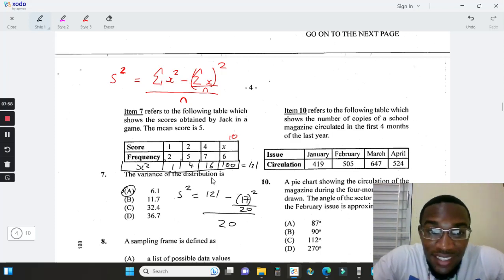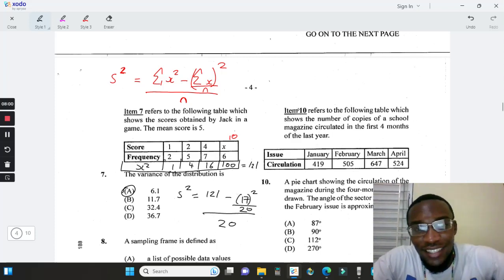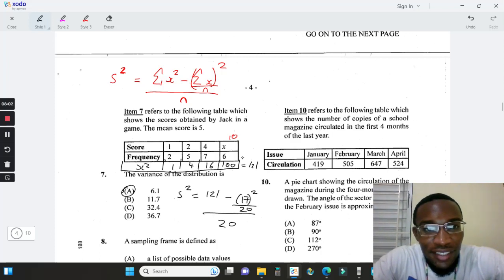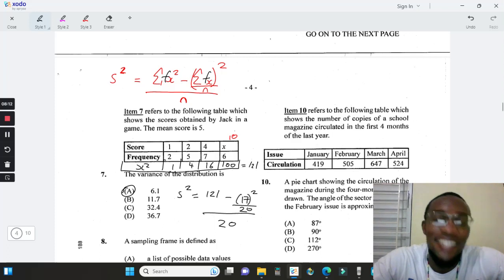Can you see what is off? N is the sum of f. That is what is off. Because they give us frequency, that is what I forgot to do. Sum of fx squared. Guys, sorry about that. It's the sum of fx squared. See all these simple mistakes?